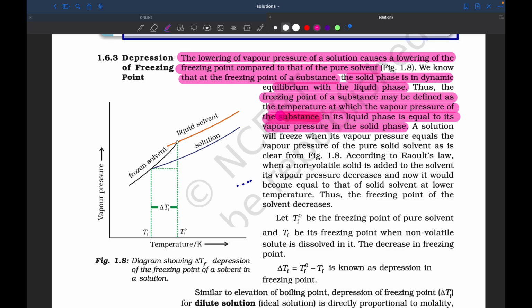Okay, so this is the new definition. Look at what it says.